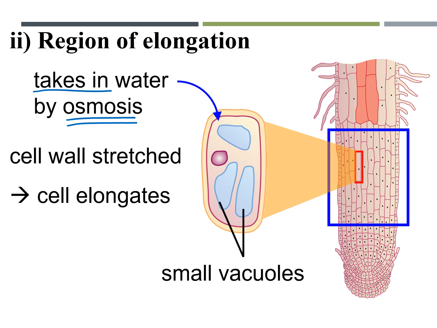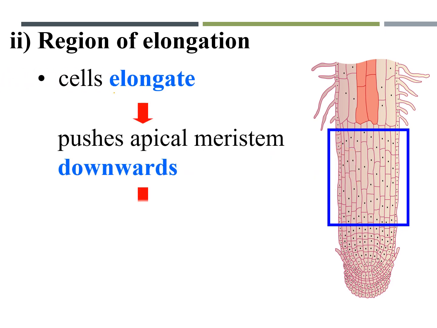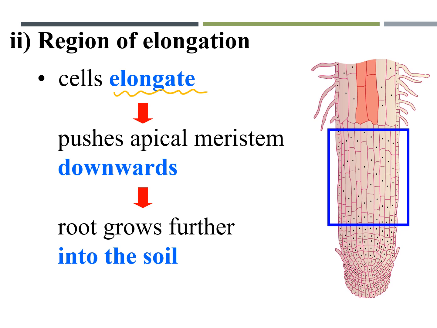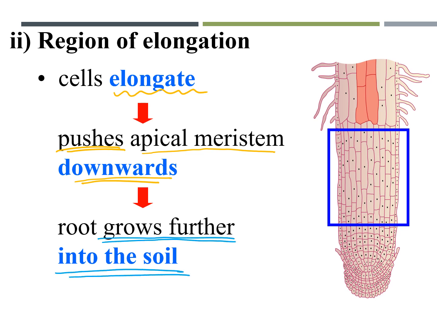After the cell is filled with water, the cell wall will be stretched and then the cell elongates, increasing the length. After the cells elongate and become longer, they will push the apical meristem downwards, and this is how the root will grow further down into the soil.